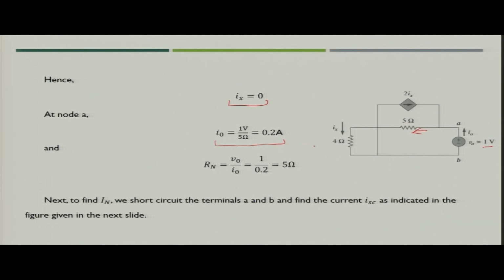So, when you calculate I naught, you get 0.2 ampere, and the Norton's resistance you can simply calculate, that is V naught upon I naught, and that is nothing but 5 ohm.